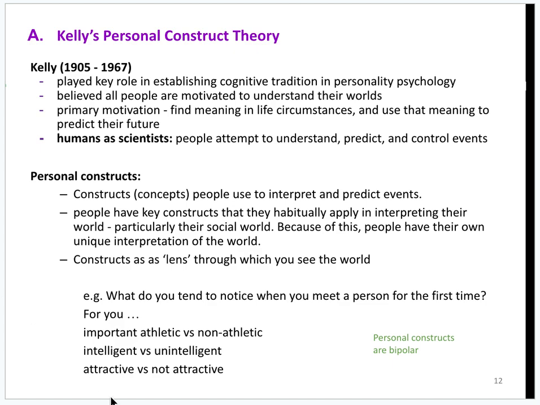So, for example, it gives the example in the text. What do you tend to notice when you meet a person for the first time? Personal constructs tend to be bipolar. They're either one thing or the other. So either somebody is athletic or by default they are non-athletic. It's binary. They are intelligent versus unintelligent. They are attractive versus not attractive. So when you meet somebody, what are the things that you notice about that person? That is indicating what the important personal constructs are that you have for categorizing people and making sense of people and who they are and what they're about and what their value is, all of these things.